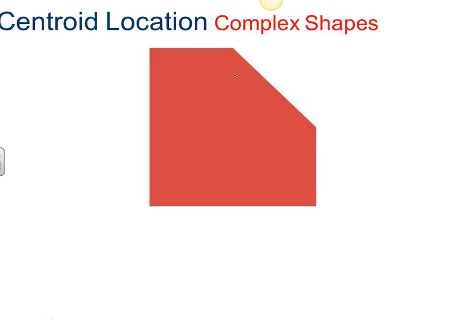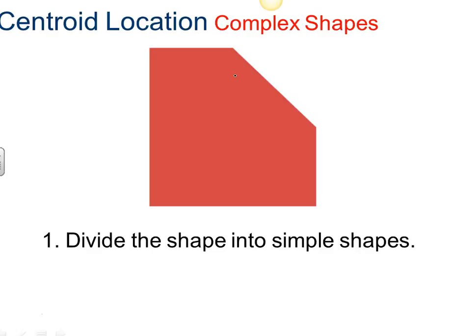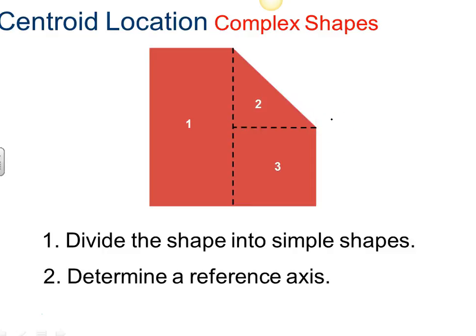So let's suppose we have a complex shape like this. First of all, we can divide the shape into simpler shapes, and there's more than one way to do this possibly. We're going to divide this into a rectangle, triangle, and then a square. We will determine a reference axis. We have our reference axis there, so we've got this corner down here at the origin, and we've got our y-axis here, our x-axis here.